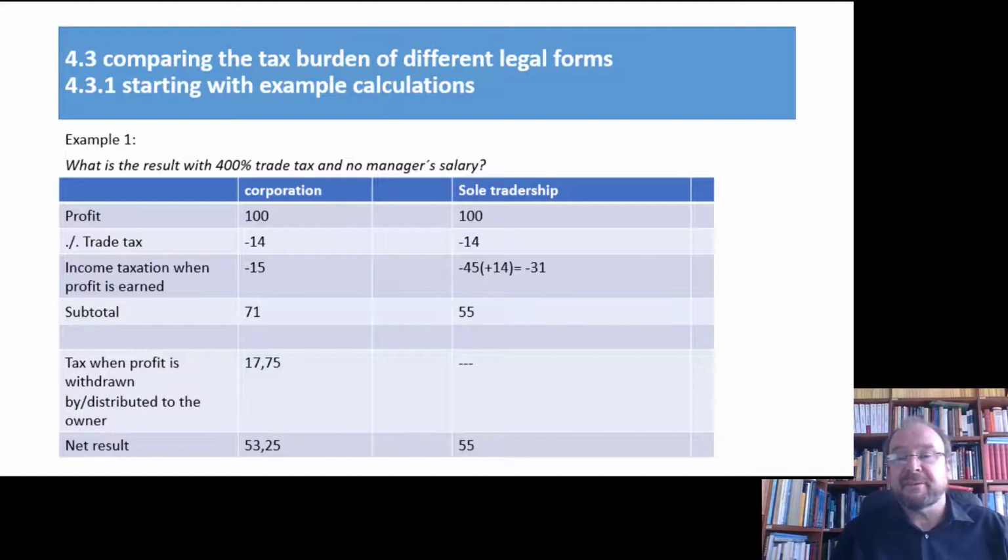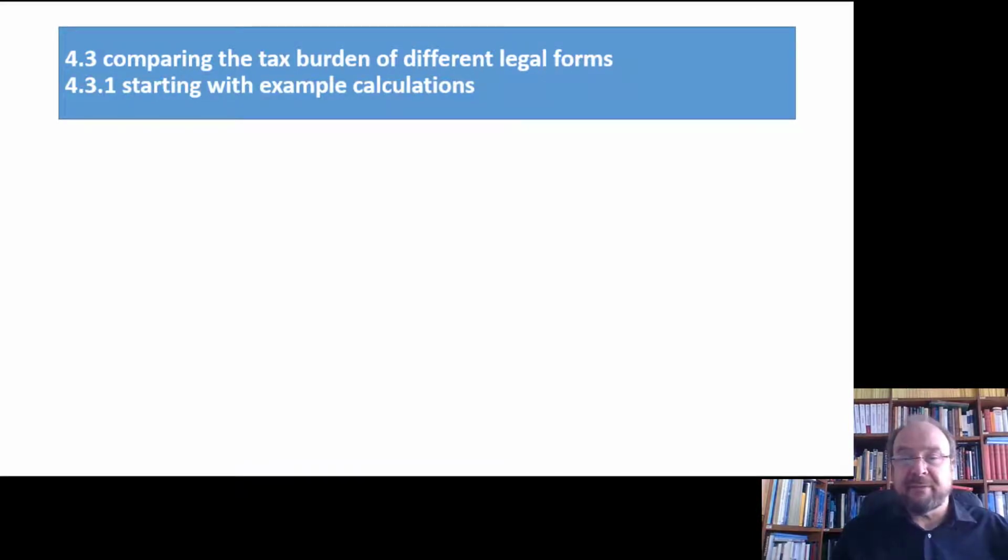so the result is based on the assumption that we have 400% trade tax and that you, as a manager of your GmbH, got no salary paid. This is a very, very simplified idea, but you can already draw some conclusions. For example, the corporation is slightly higher taxed than the sole tradership.